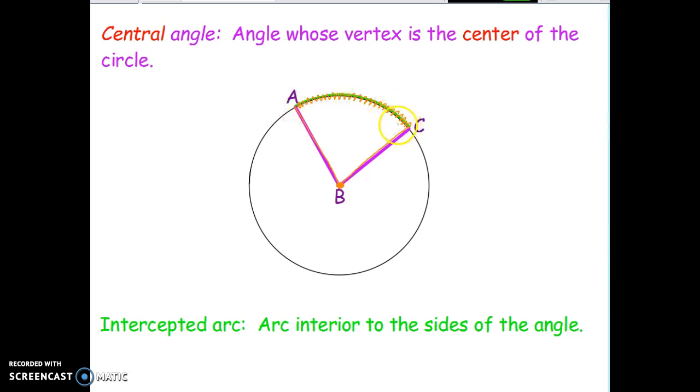So our intercepted arc here would be arc AC, and we're only using 2 letters because this is a minor arc. It's less than half of the circle. If we were to draw in the diameter here, you can see that it would be less than 180 degrees. We could also name this arc CA, because just like a line segment, reversing these 2 letters tells us the same thing.